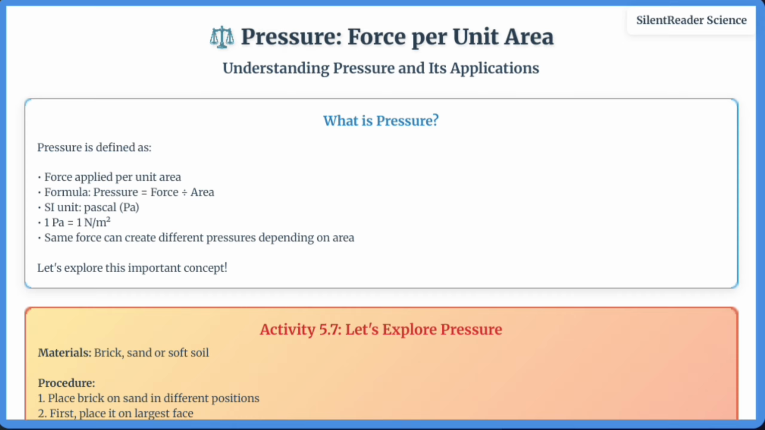In Activity 5.7, we'll explore this by placing a brick on sand in different positions. First on its largest face, then on smaller faces. We'll observe that the same brick creates deeper impressions when placed on smaller faces because the force is concentrated over a smaller area, creating higher pressure. This principle has many practical applications.